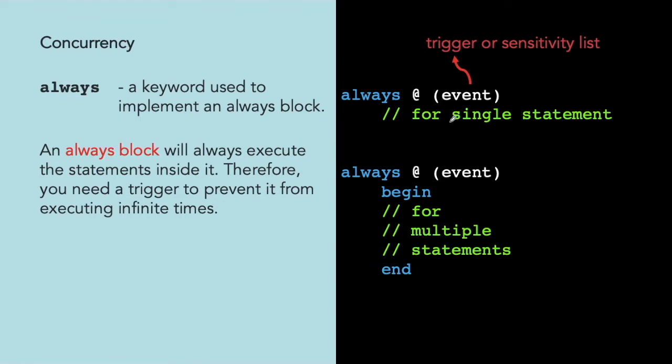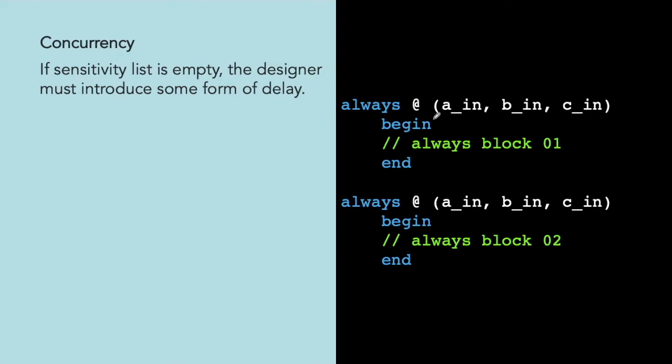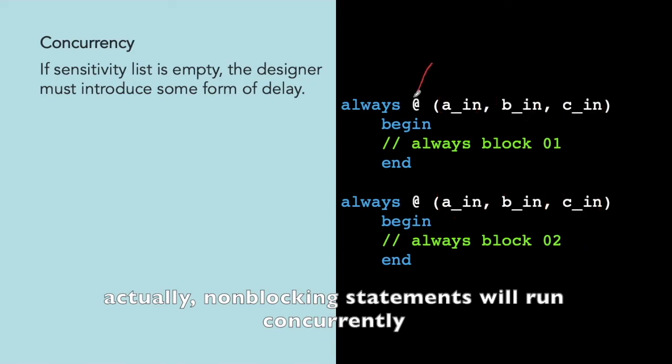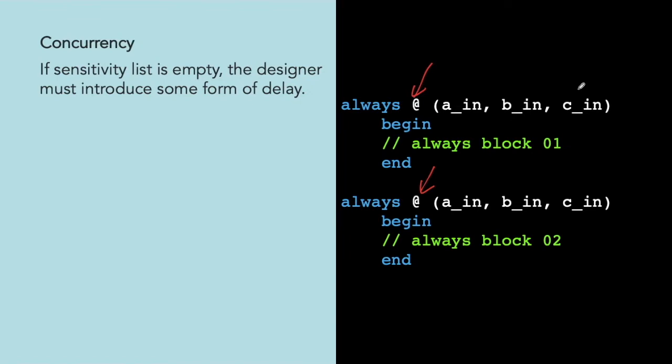In this example, whatever you put inside this parenthesis that is labeled as event would be your trigger. For example, this always block has some sensitivity to inputs A_in, B_in, C_in, and the same is true for this second always block. When any of these inputs changes its value, always block 0_1 and always block 0_2 will execute at the same time. This @ symbol means that the block will execute at the condition inside this parenthesis. If this sensitivity list is empty or missing, then the designer must introduce some form of delay to prevent the always block from executing infinite times.